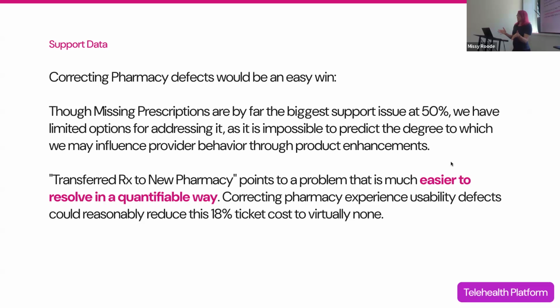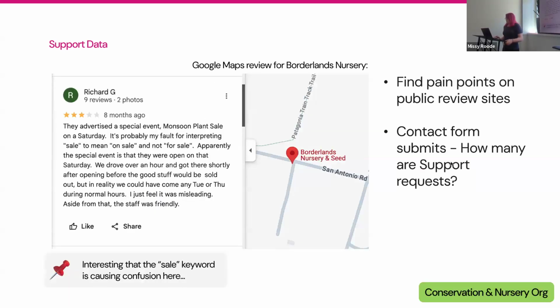So it's not really a good candidate for us to try to impact that, at least at the design level. But on the other hand, transferring the prescription to a new pharmacy, we think we can probably resolve that in a more quantifiable way. There's an experience defect, a usability defect, and I think we can fix that and could probably reduce that to where it's virtually nothing. So these are the kinds of things you look for: where are the opportunities to have that quantifiable impact?